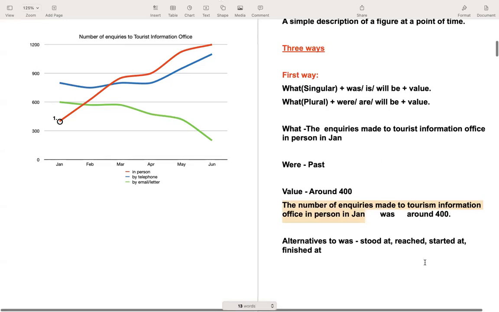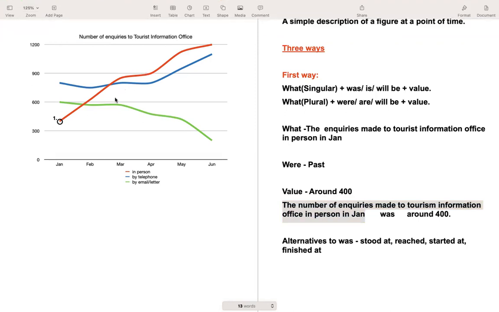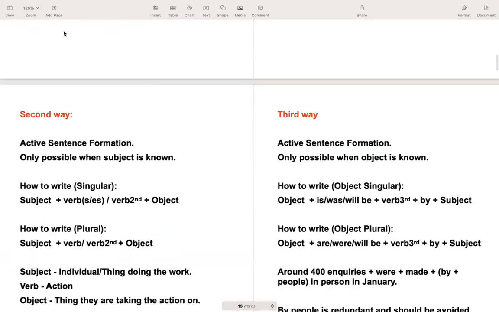Okay. If it's clear, I'll move on to the second type of graph. If you have a doubt, I'll clarify this further. Do you have any doubts, or should I move forward? Forward, please. Okay, let's go to the next type of sentence.